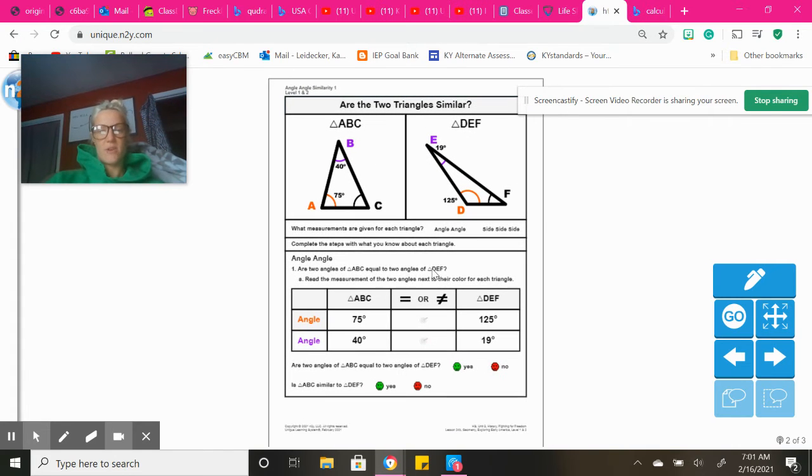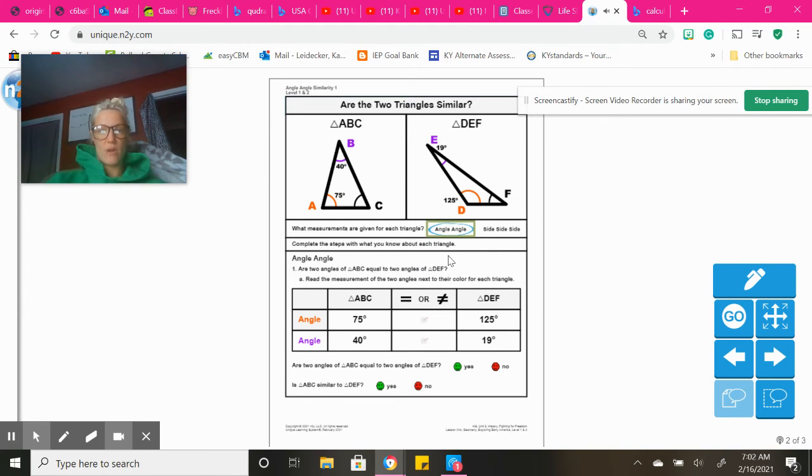All right, so now here you're going to figure out what kind of triangle it is. So what measurements are given for each triangle? We have triangle ABC, triangle DEF. Here we have this angle A is 75, this angle B is 40, this angle E is 19, this angle D is 125. So what measurements are given for each triangle? Okay, so I just said these are angles, so it's going to be angle, angle.